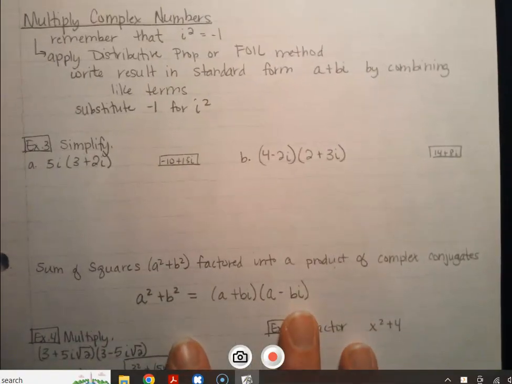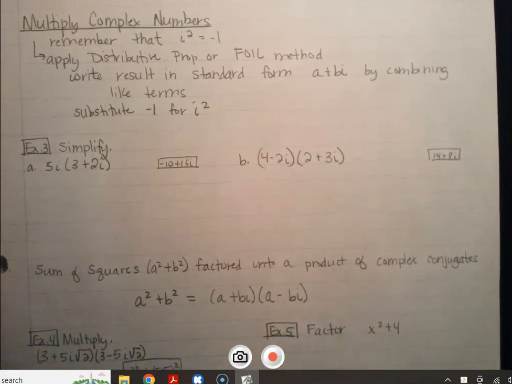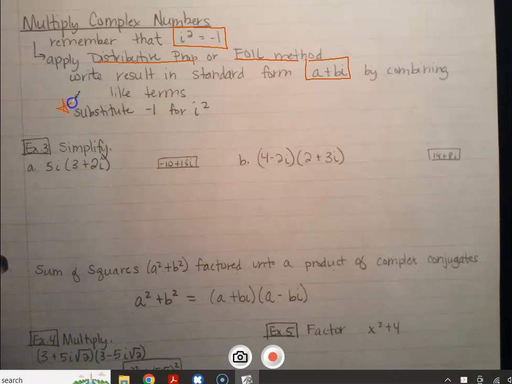All right, so the last part is to multiply complex numbers. Okay, so one thing to remember is that i squared equals -1, because we're going to simplify and we're going to need that later. So to multiply complex numbers, you're going to apply the distributive property or the FOIL method just like always. You write the result in standard form, that a plus bi, by combining like terms. Make sure you substitute -1 for i squared when you have an i squared.